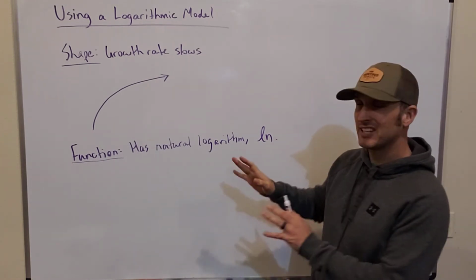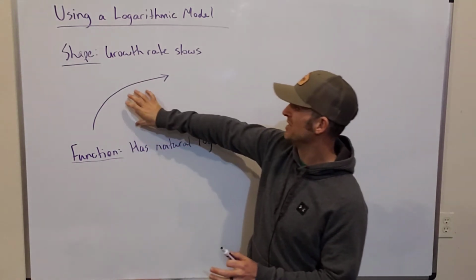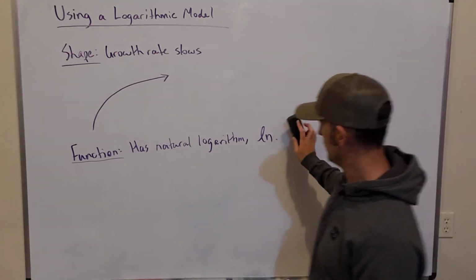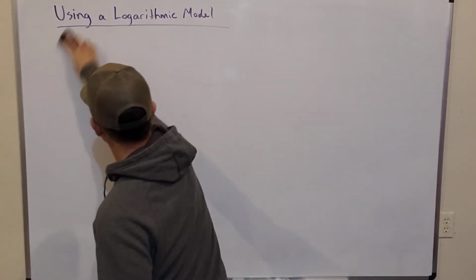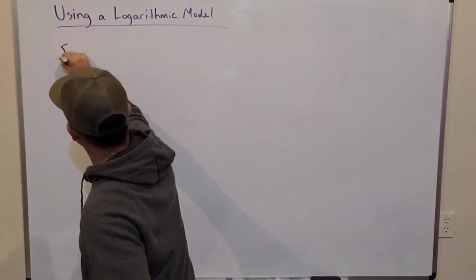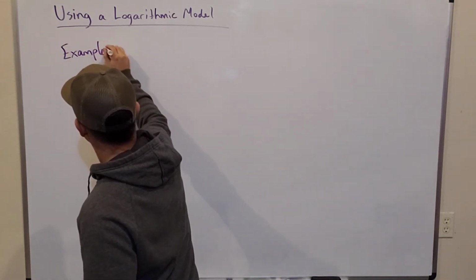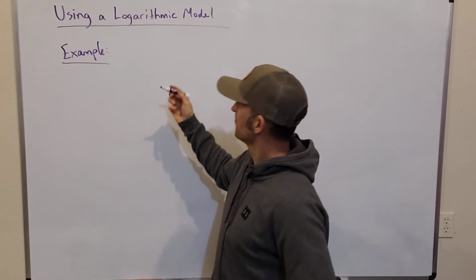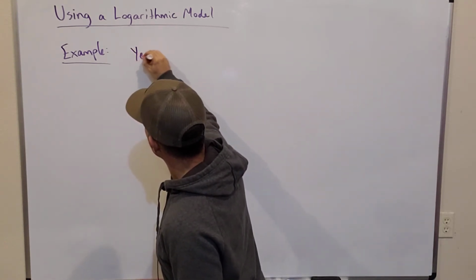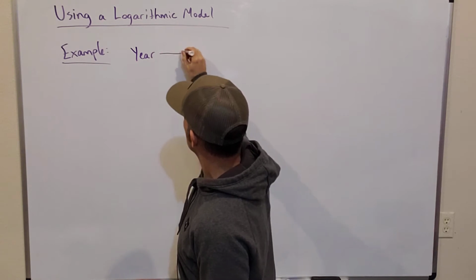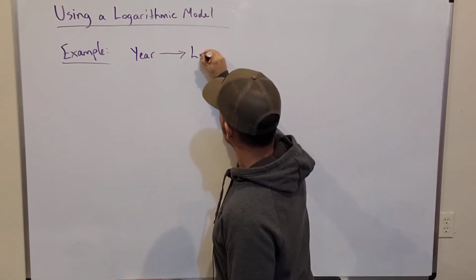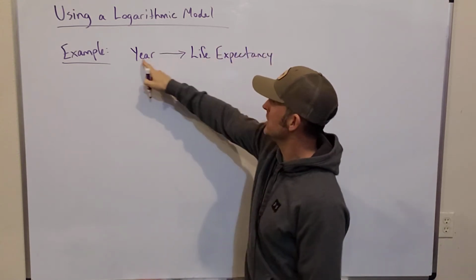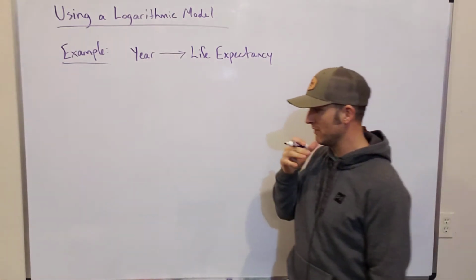Now, let's take a look at a particular example that could exhibit this type of shape, and then we'll connect to that a function and do some calculations with it. So one type of example could be, what year it is, how does that impact your life expectancy? This is a good example. How does the year impact the life expectancy, the average life expectancy?